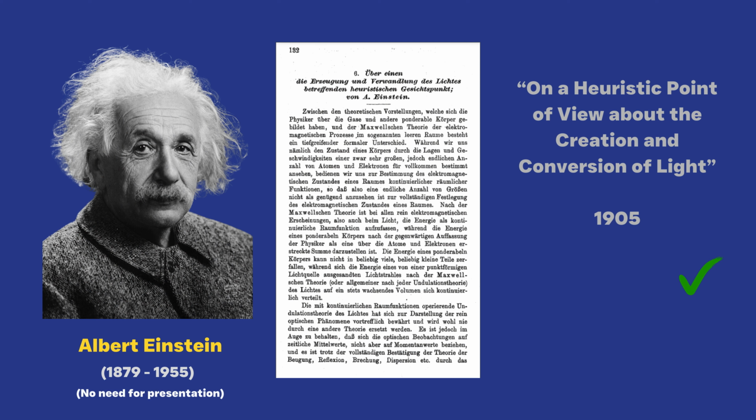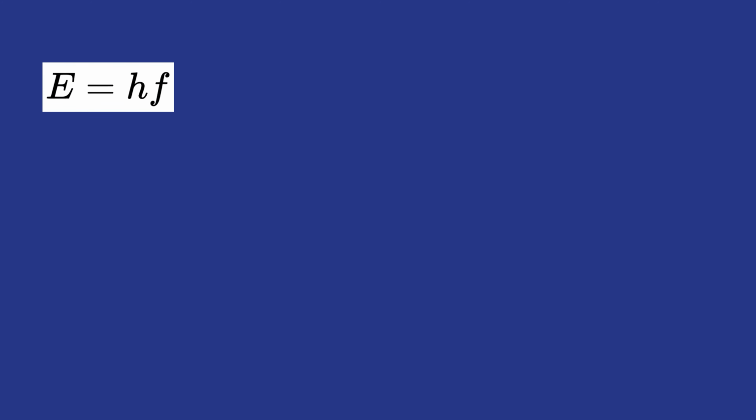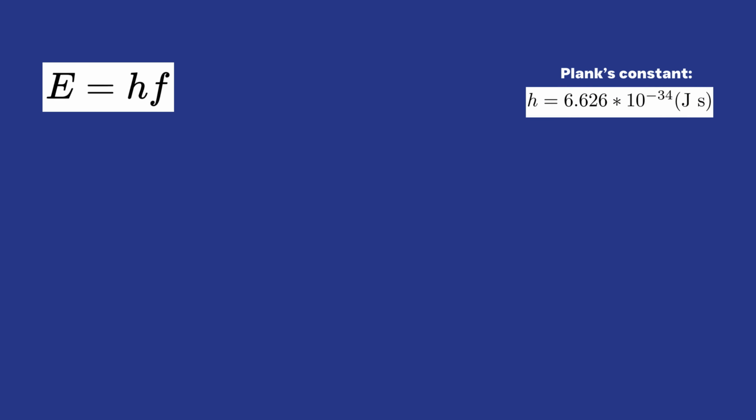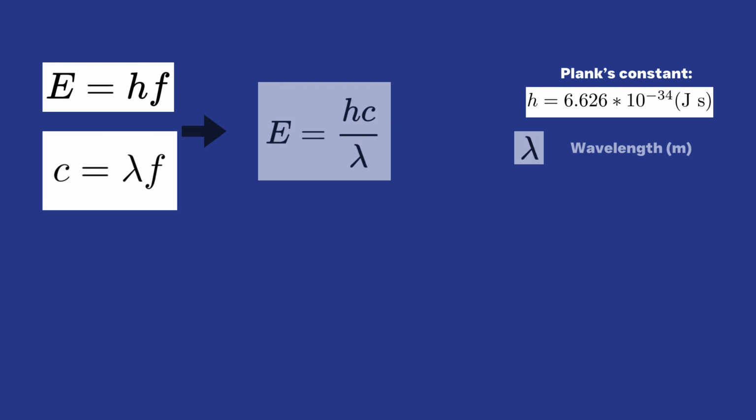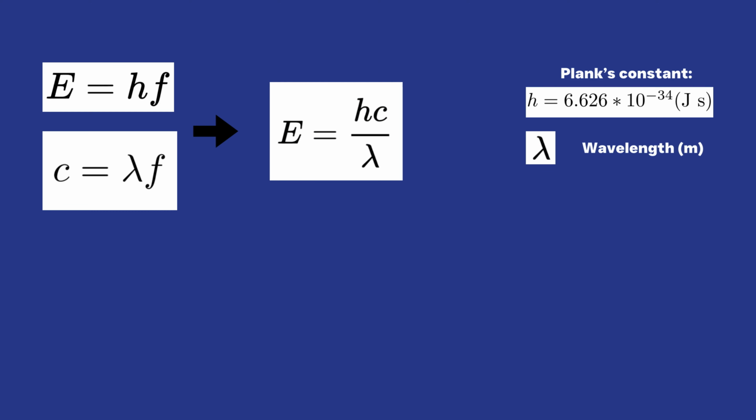In 1905, Albert Einstein published a paper proposing that, to describe the photoelectric effect, light should be interpreted as discrete packets of energy, known as photons, instead of as a wave. The energy of a photon can be calculated with this formula, E equals h times f, where h is Planck's constant and f is the frequency of the photon. You can also express this in terms of wavelength using the relationship c equals lambda times f, where c is the speed of light and lambda is the wavelength.